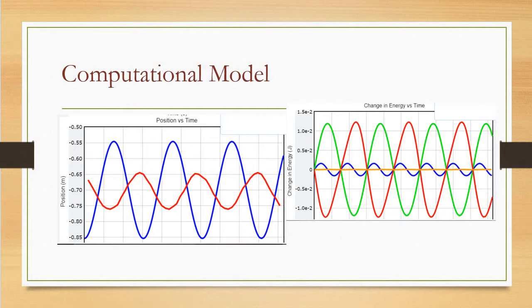And when we compare the computational model and the physical model, we can observe that there is more displacement in the computational model than in the physical model. It's probably because it doesn't take into account changes in energy, air resistance, and a few other factors.